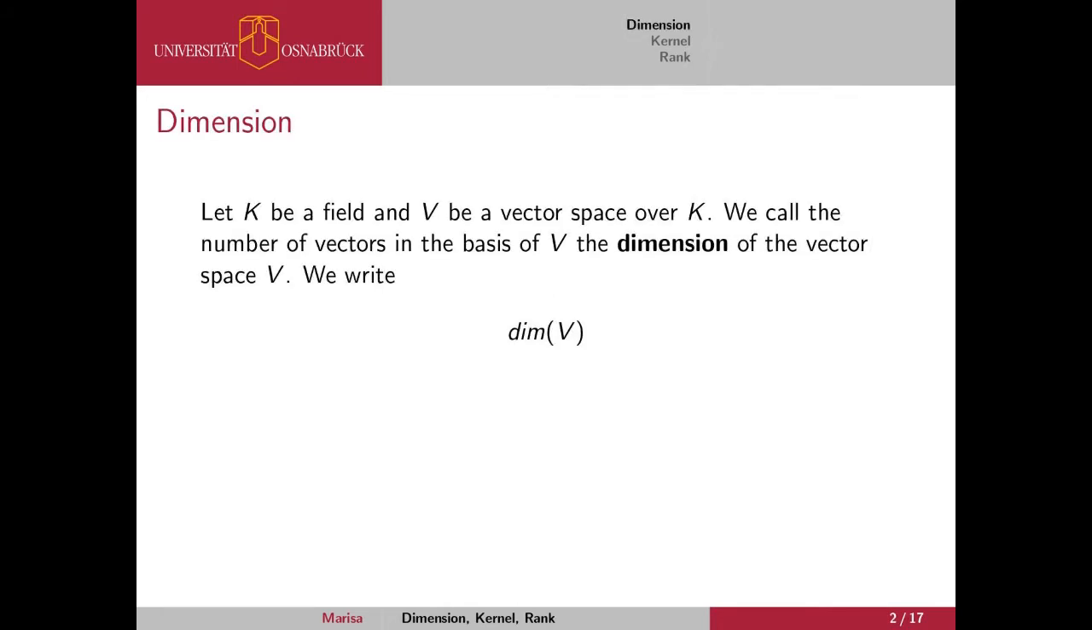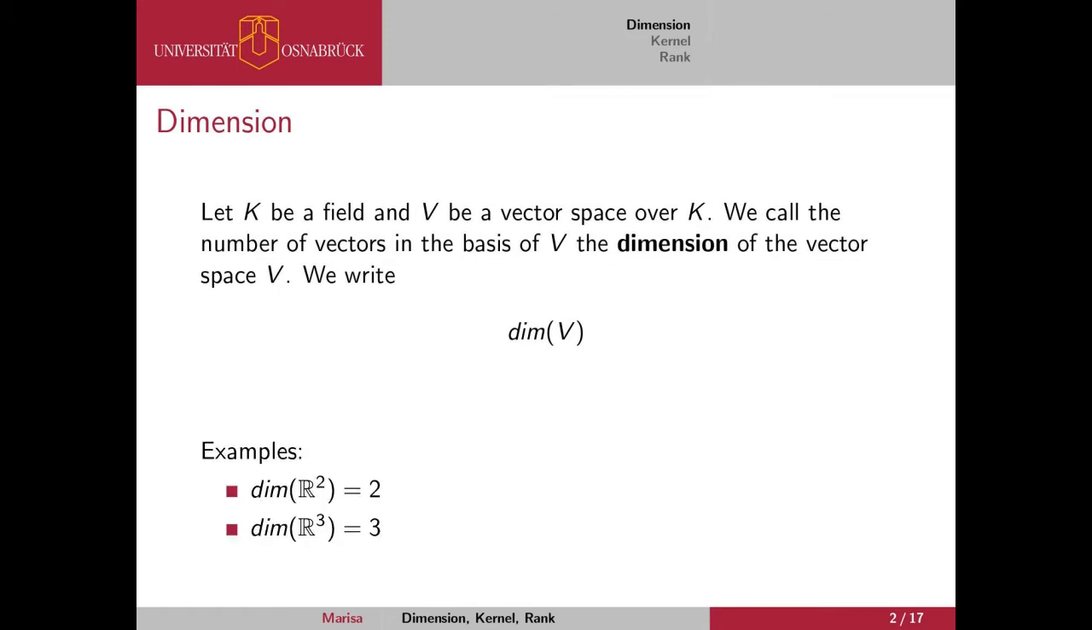The definition of the dimension of a vector space goes as follows. Let K be a field and V be a vector space over the field K. We call the number of vectors in the basis of V the dimension of the vector space V. And we write for the dimension of the vector space V dim of V.